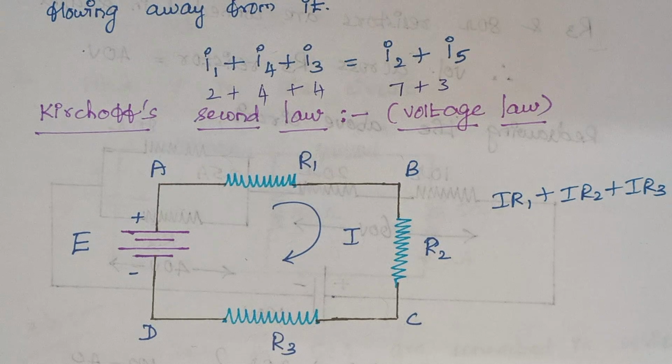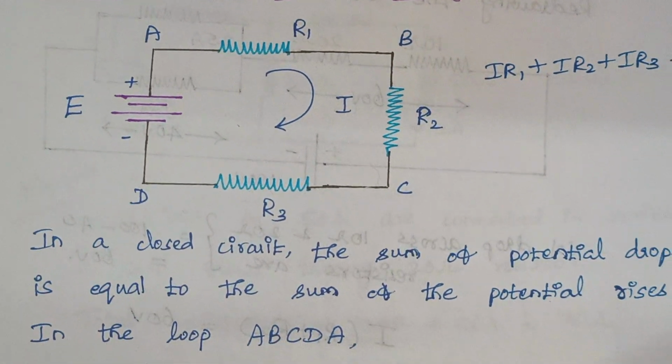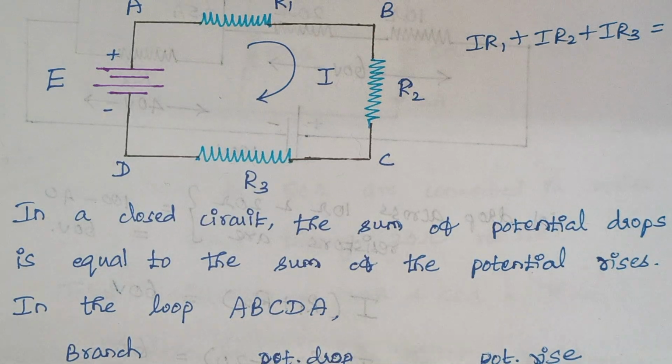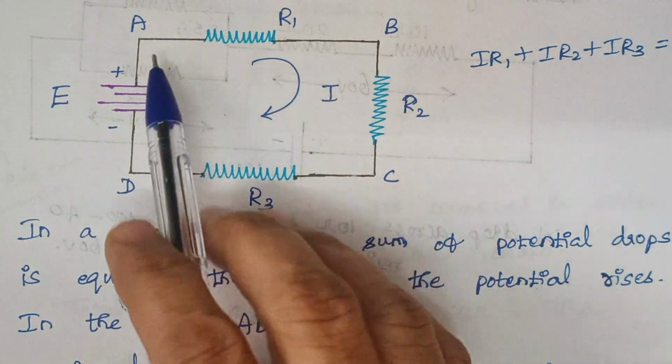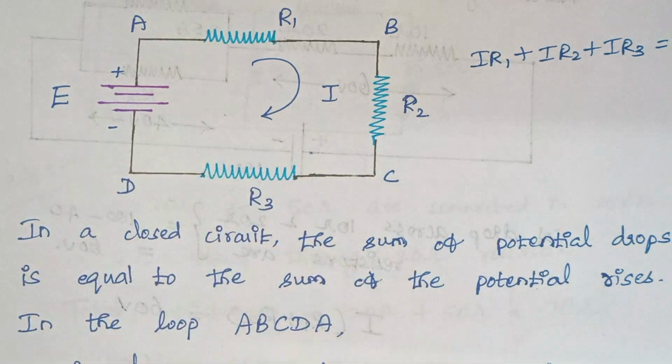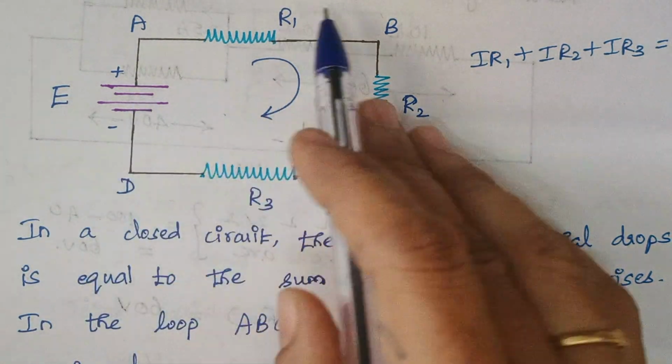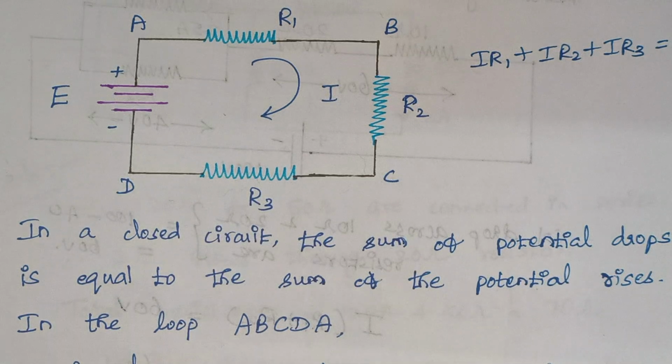The second law states that the sum of potential drops is equal to the sum of potential rises. In other words, the summation of voltage drops is equal to the summation of voltage rises. Now consider this closed path A, B, C, D and A. We are going to consider each branch and discuss whether there is a potential rise or a potential drop, because we have to sum all the potential drops and all the potential rises.